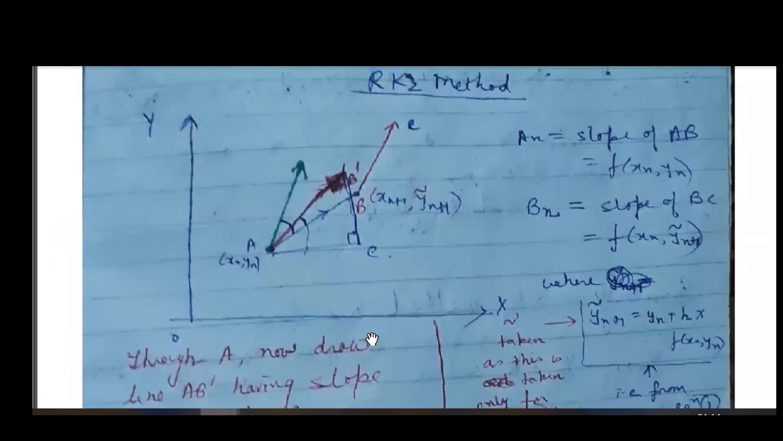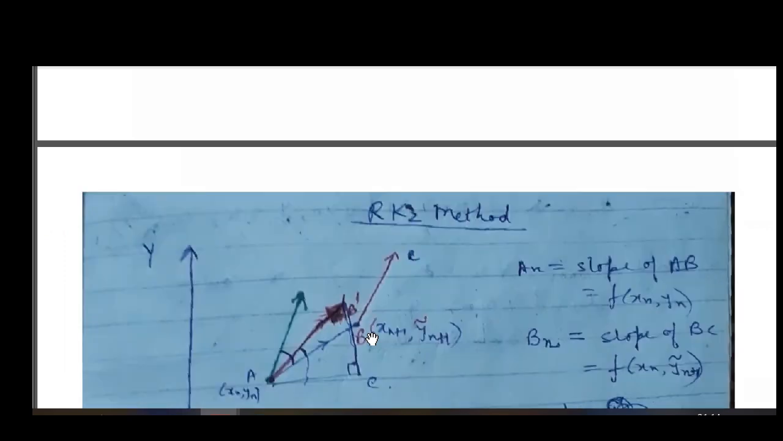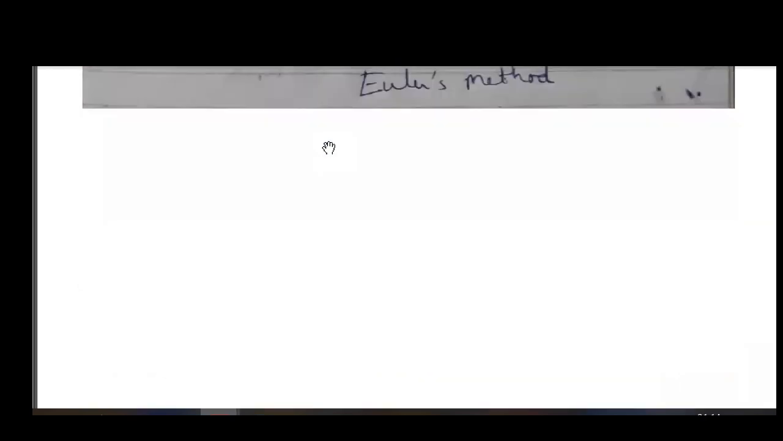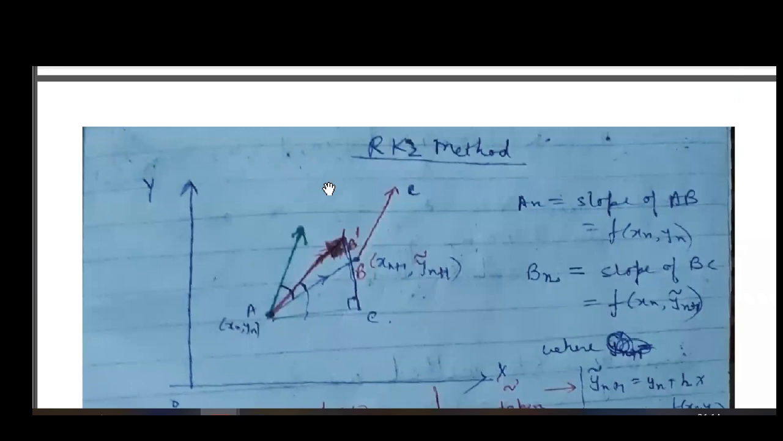RK2 method. What we did for the Euler's, hope you have already kept in mind, we have drawn a line segment AB with the slope given by An, that is f of xn and yn. Now, for this RK2, we consider the point xn and yn. We first draw a line segment of slope f of xn and yn, that means An, slope of AB, so as to reach the point, that means I am going from A up to B. I name this point B as xn plus 1, yn plus 1 tilde.